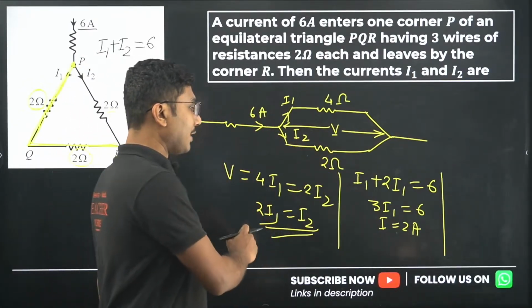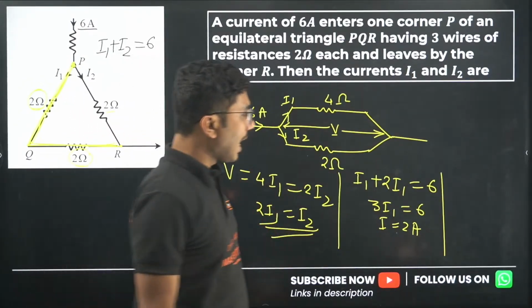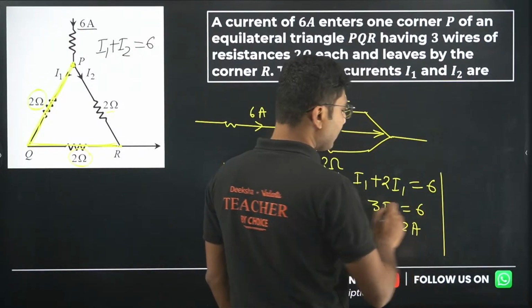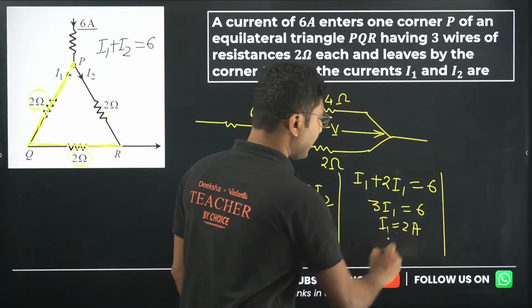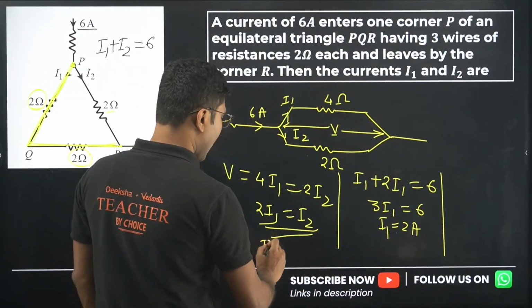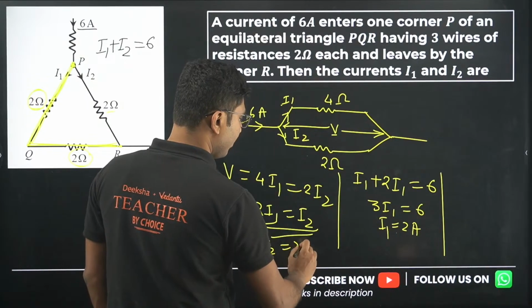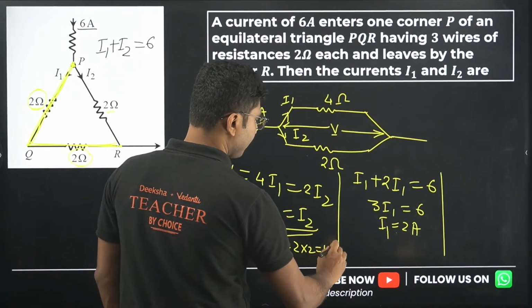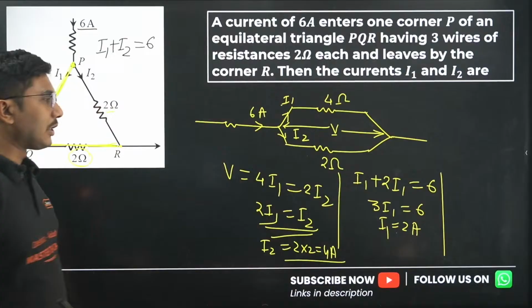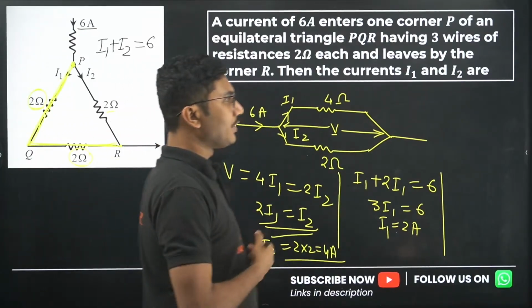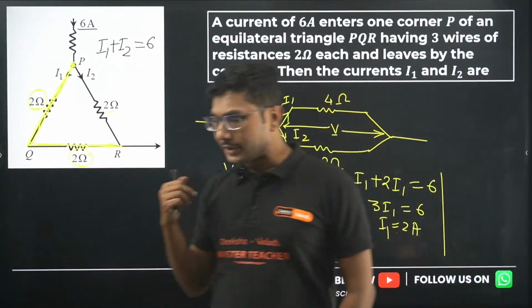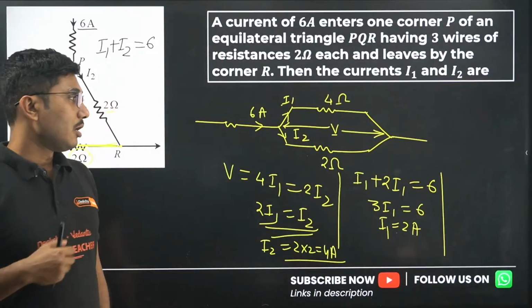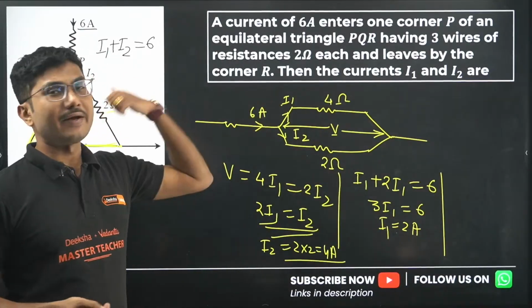So 2I1 equals I2, and if you put the values, you get I1 equals 2 ampere, and what will be the value of I2? I2 will be equal to 2 into 2, that is 4 ampere. So you can calculate I1 and I2 from this given circuit. Now it can come in the form of an MCQ, where they will ask what is the value of I1.